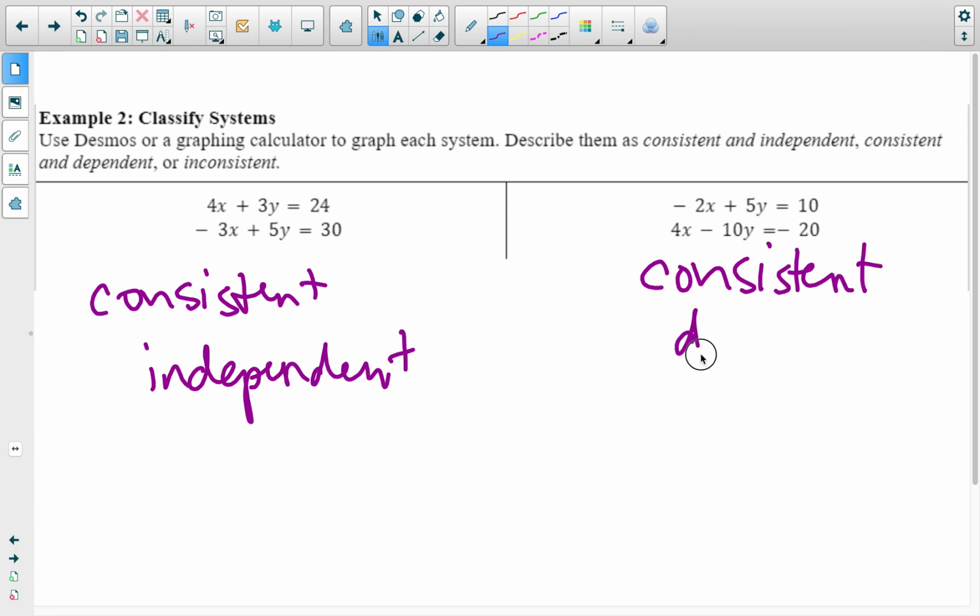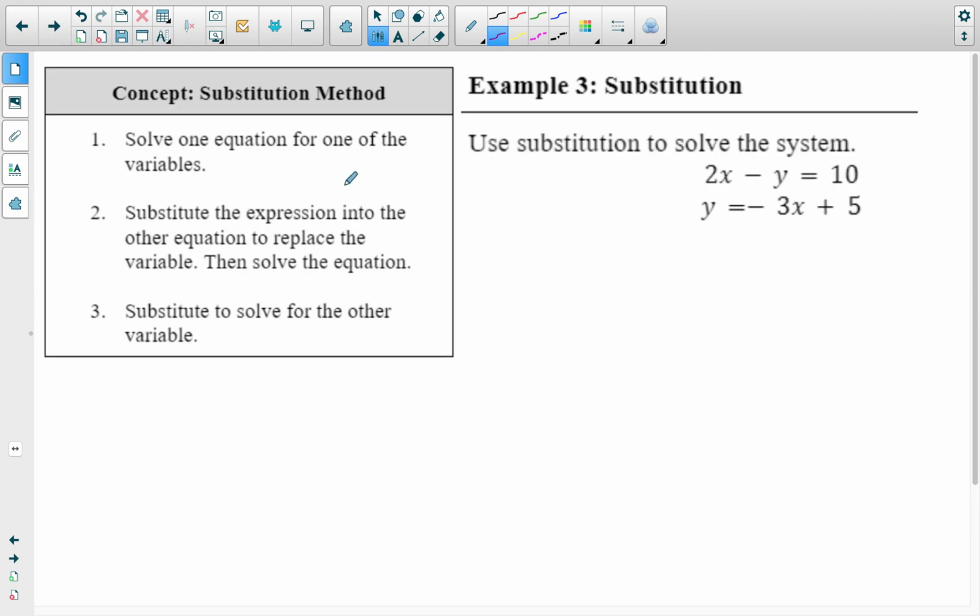I kind of remember it like if they're the same line, then they depend on each other. Okay, so that's how we can use graphs to solve systems of linear equations. This is substitution. This is one of my favorite concepts in all of algebra.